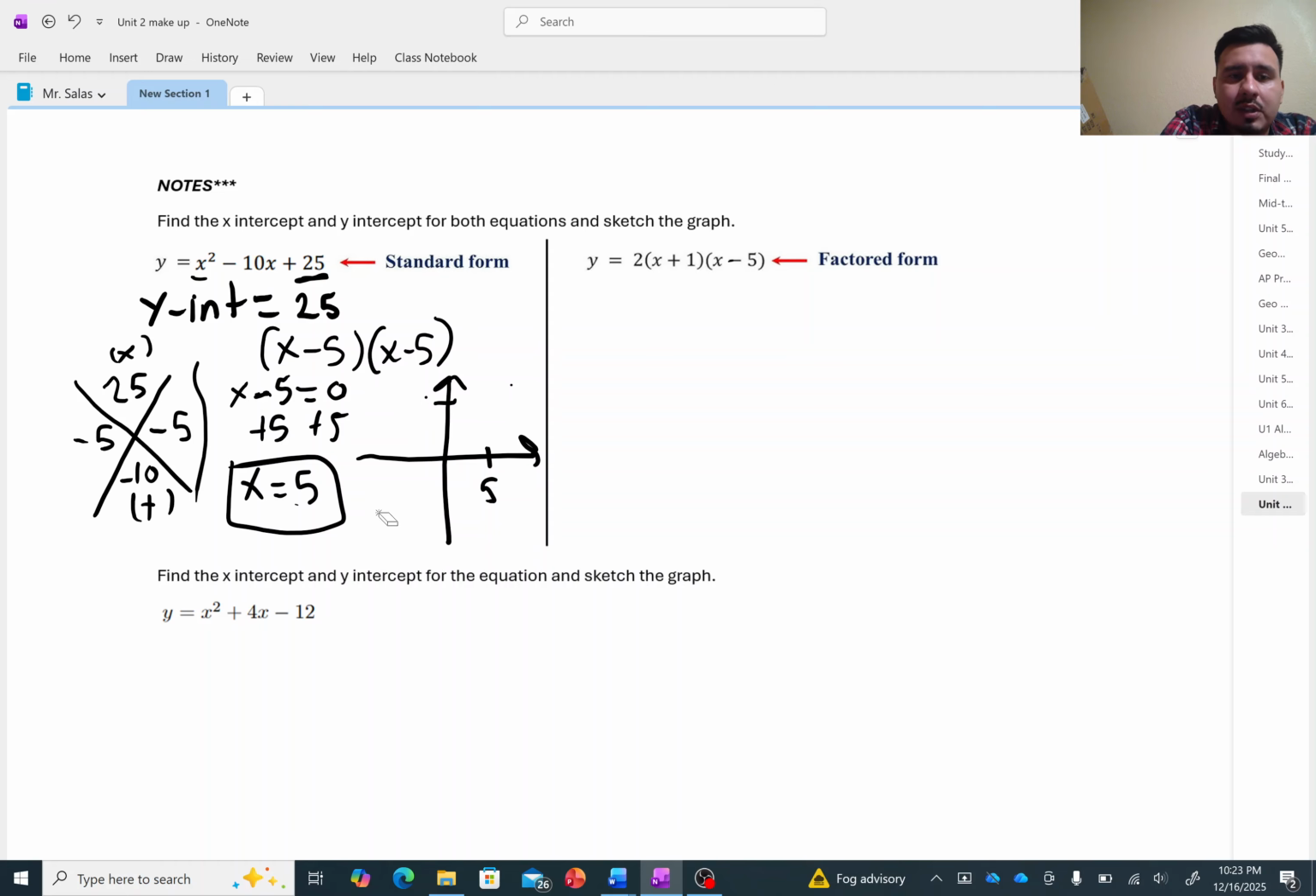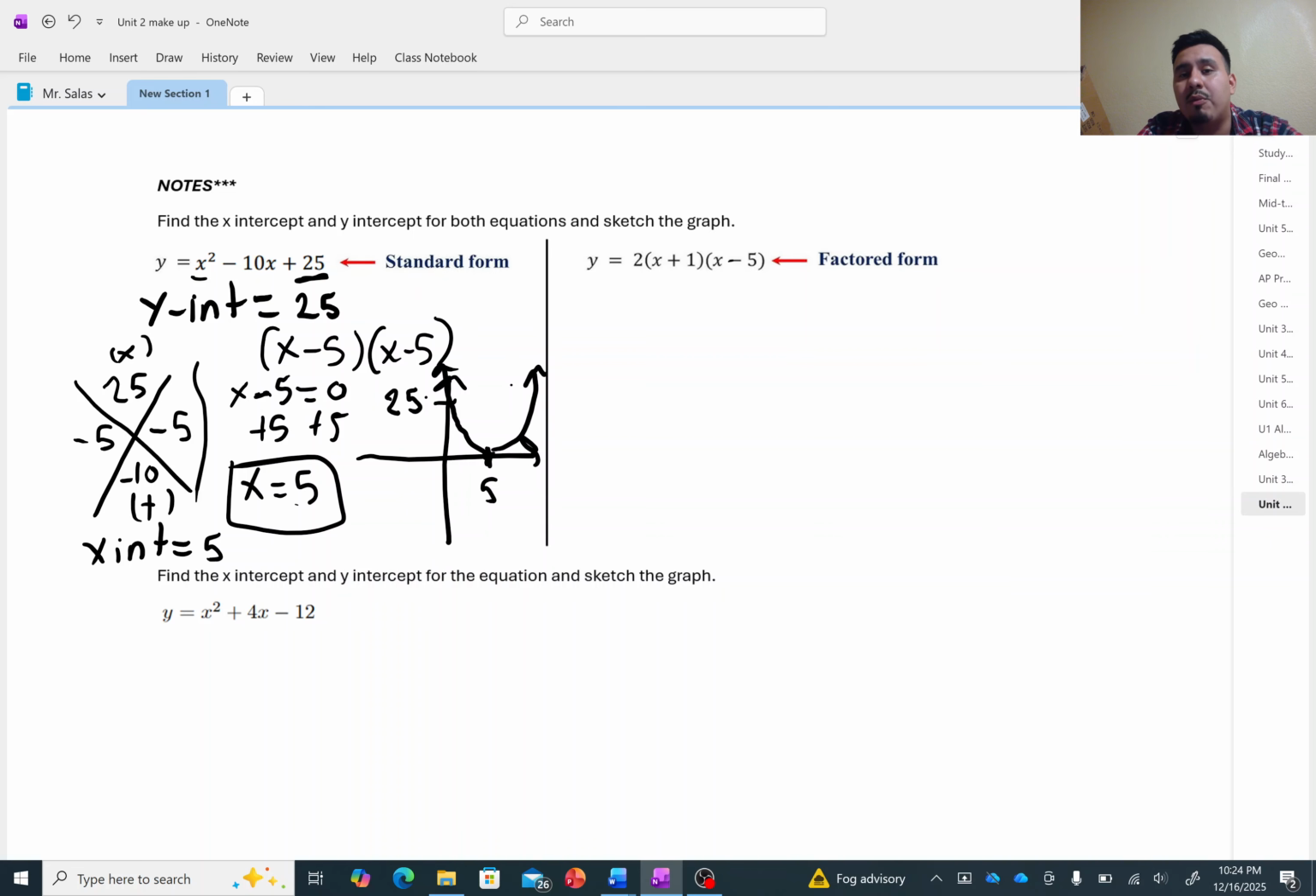So I can draw this a little bit better. Give me 1 second. 25. So my parabola is literally going to look like this, and it crosses here, and it crosses here. Right? So my x-intercept is equal to 5. So I know where it crosses the x, I know where it crosses the y. Now I'm going to go ahead and graph it. Perfect.